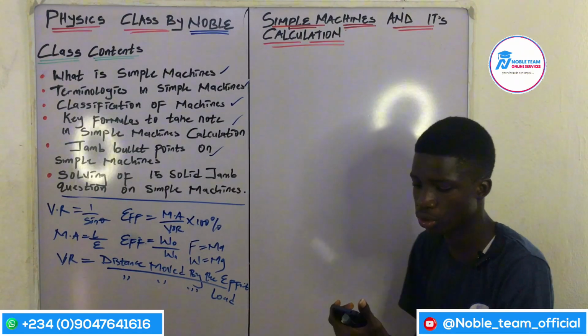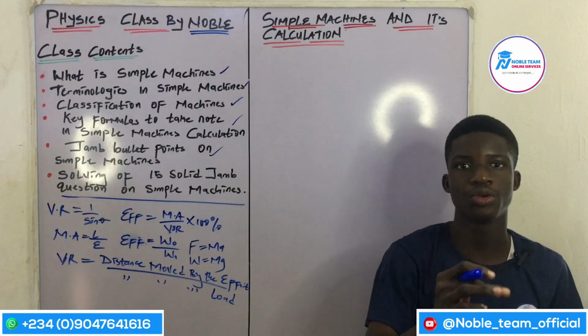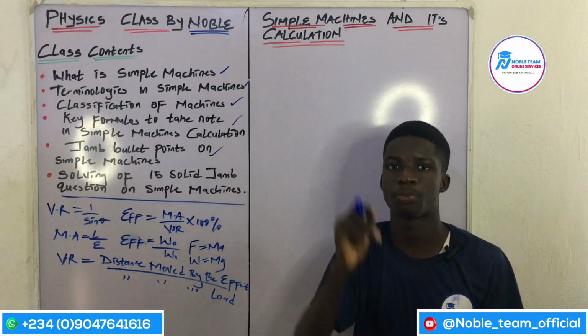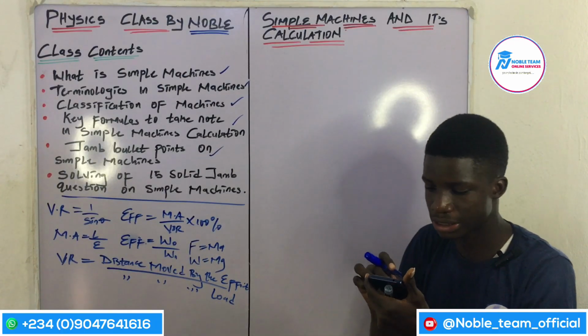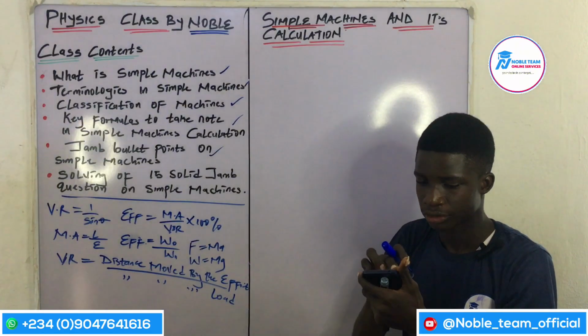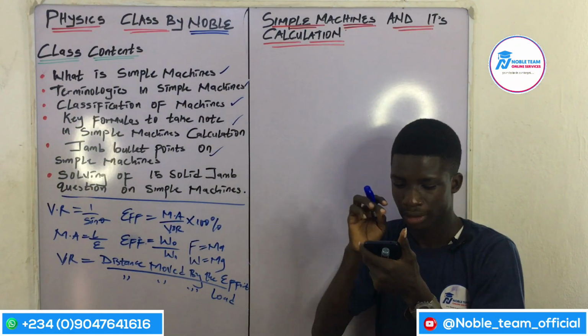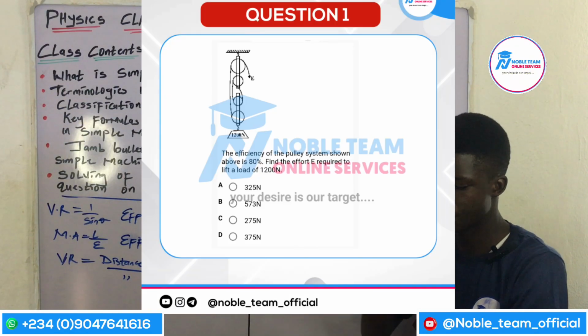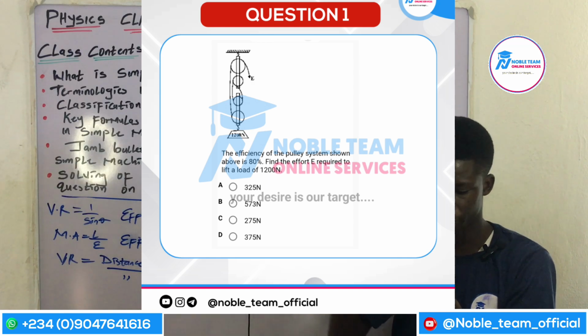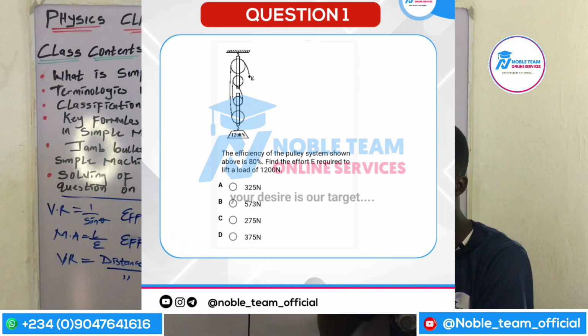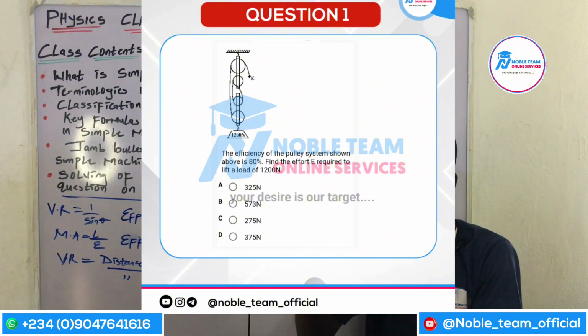Now let's solve question 1. The question will appear on your screen, so all you have to do is pause it and listen. Question 1 says the efficiency of the pulley system shown above is 80%. Then find the effort E required to lift a load of what?